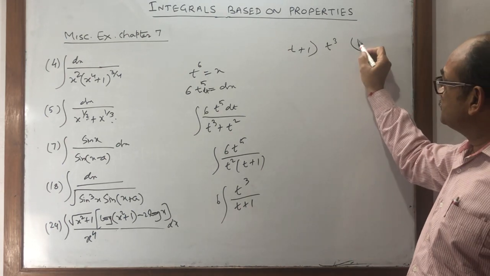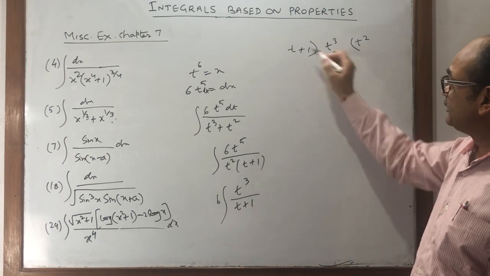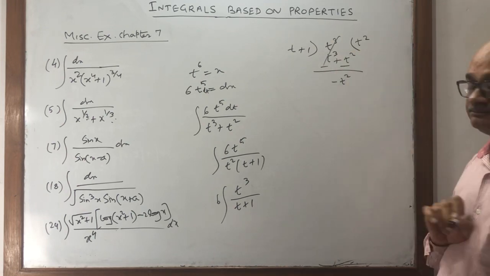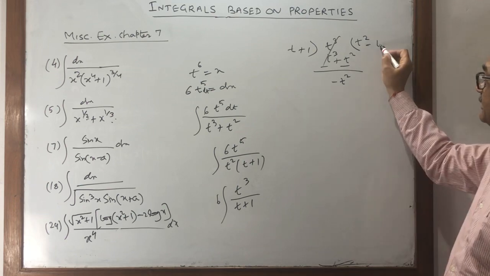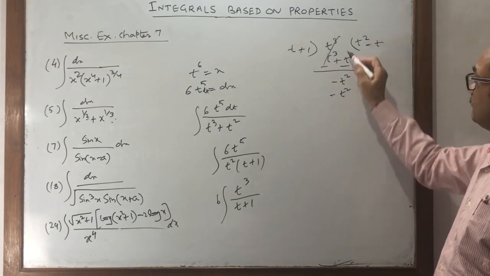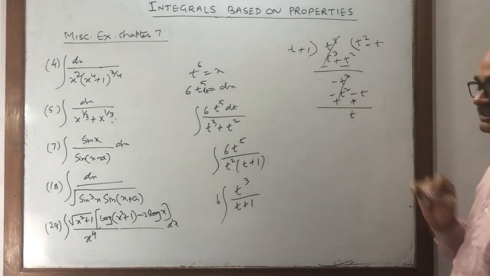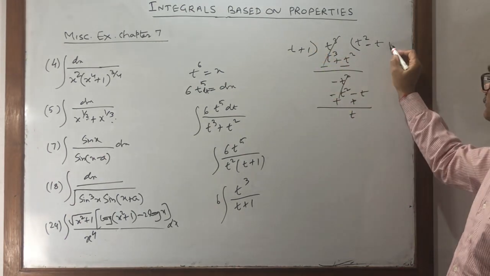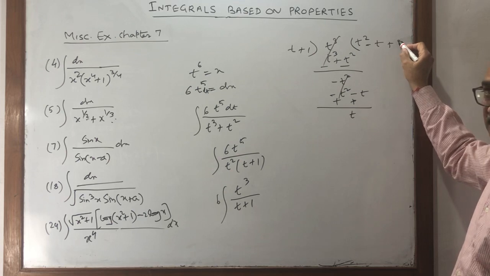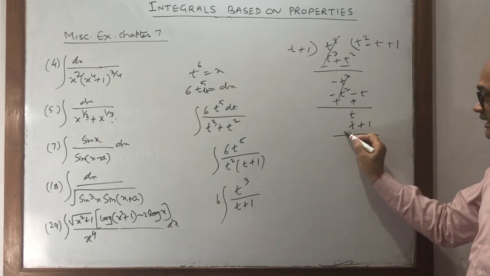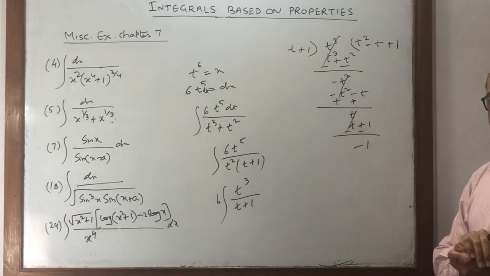Start with t cube. So t square is needed to make t cube and t square. Minus minus cancel, minus t square. Now what is needed? Minus t. So minus t square minus t. These two cancel out. This will become plus t. Again we want, so multiply by 1, t plus 1. Minus t and plus t cancel out, and here it is minus 1.